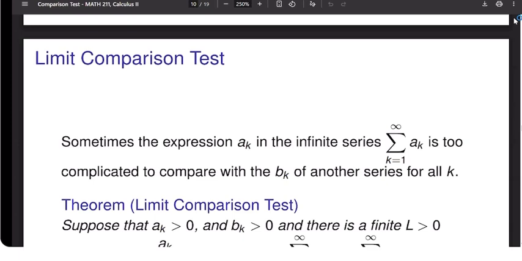Let me tell you this. Mathematics is like a story. Why do I need to go for the limit comparison test instead of just the comparison test? This is the reason. When your a_k, what is a_k? The a_k is too complex. Your a_k is the original sequence given. If it is too complicated to compare with the new sequence that you formulate, in that situation you need a test.